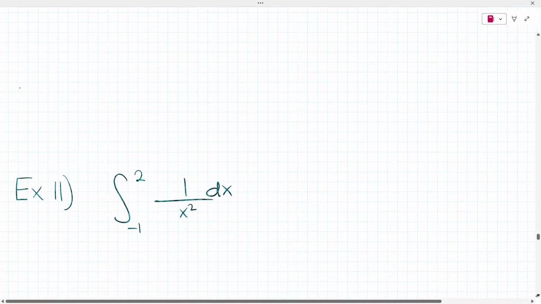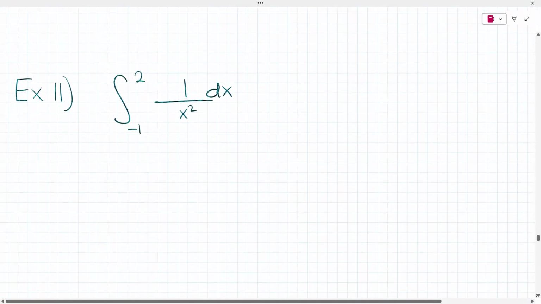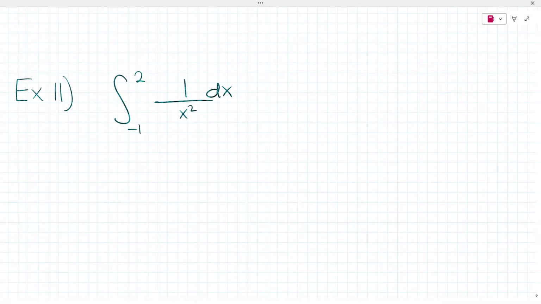Okay, let's move on to example 11. What is the integral from -1 to 2 of this rational function, 1 over x squared dx? So you obviously have a problem if you plug in -1 in the lower boundary, right? 1 over -1 squared.